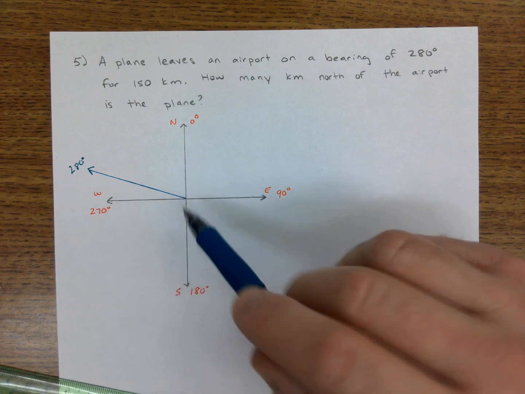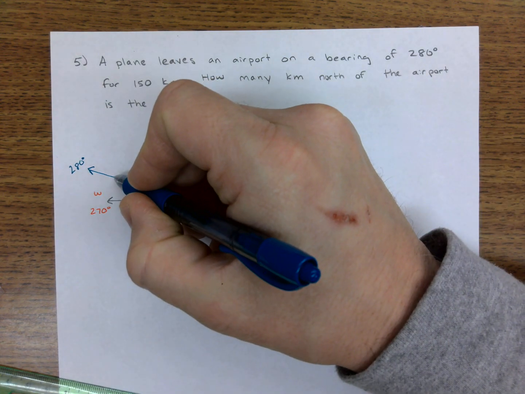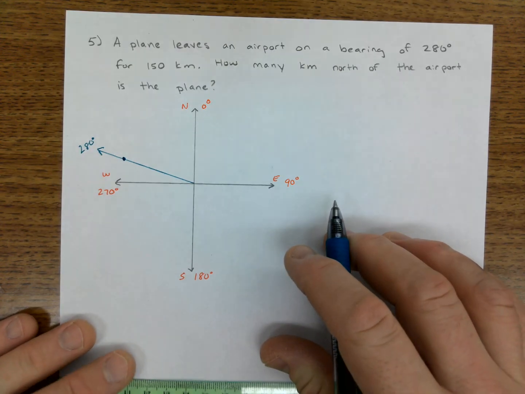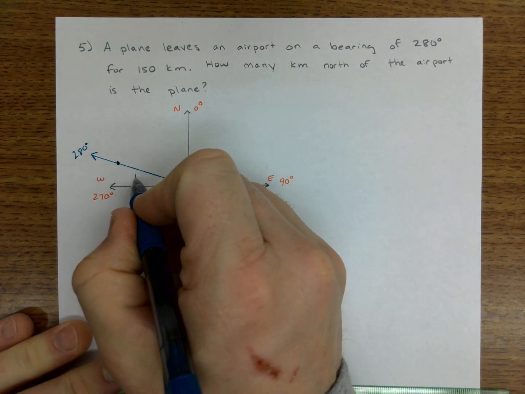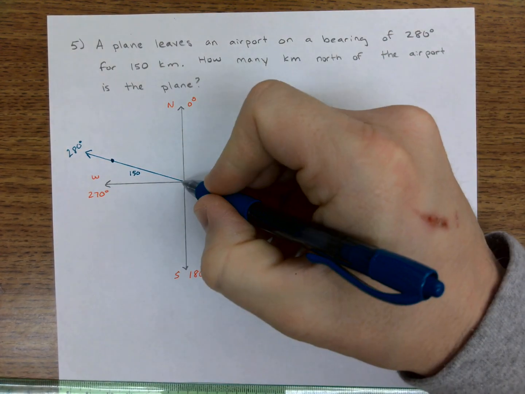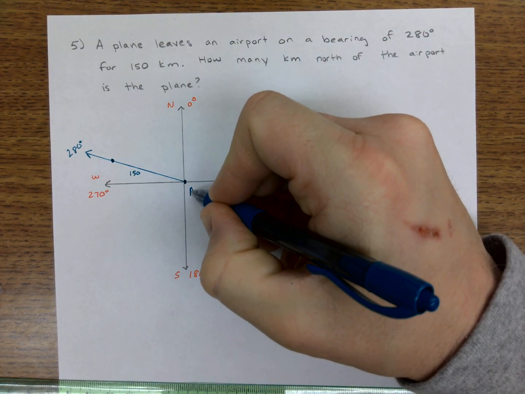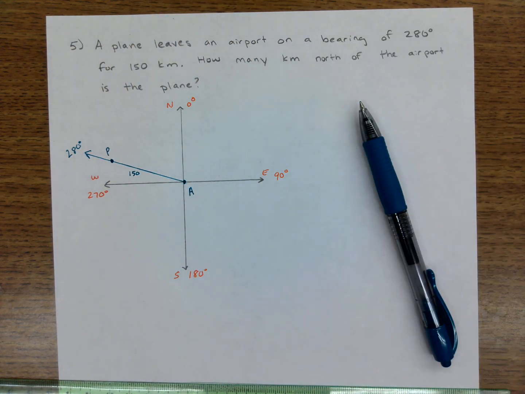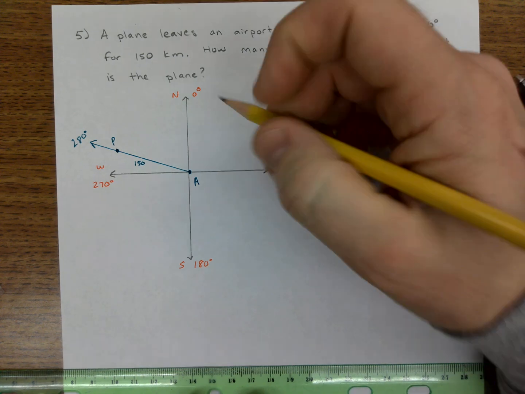Well, we don't have numbers on here, so we can put that wherever we want. I'm going to put it way out here, and that's where the plane is. And this side right here is 150 kilometers. That's the distance from the airport, which would be right here, and the plane, which would be right there. And the question we're asked is, how far north is it? Well, north is straight up.